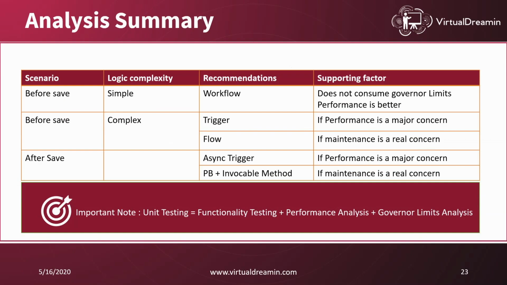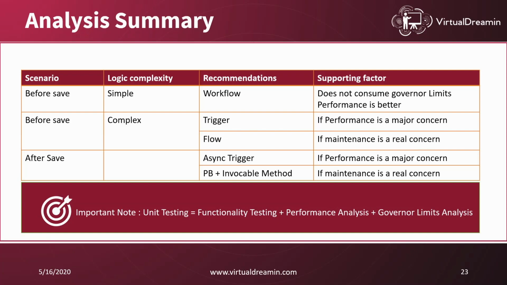If the scenario is a before save and the logic is simple, like a workflow field update or a task creation, you can always go ahead with a workflow solution. This is because it's not consuming any governor limits and the performance is much better. But if the logic is somewhat complex, you can go ahead with either a trigger or a flow solution. If performance is a major concern for you, always go ahead with a trigger. But if you don't have enough time to implement trigger logic and execute test classes and all, you can always go ahead with a flow, which is executing a fast field update.